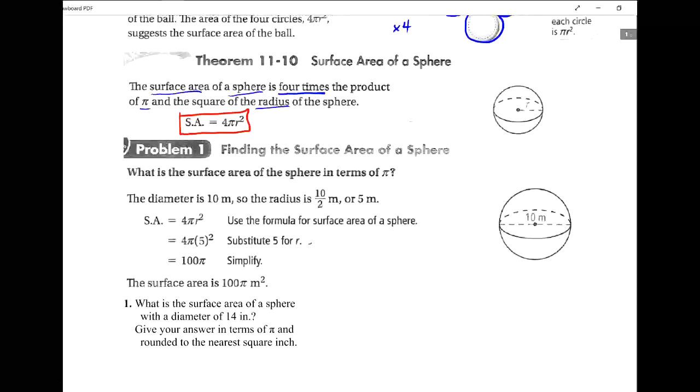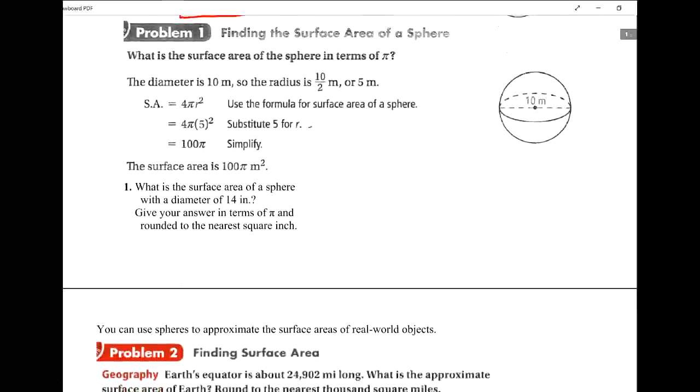All right, let's look at our example. What is the surface area of the sphere in terms of pi? Well, in this particular sphere, we are given diameter is 10. We know that we need radius, so that will be 5 meters. We plug it into our formula. Be sure to square your 5. We get 100 pi meters squared is the surface area of our sphere. Go ahead and pause the video and do the next example.